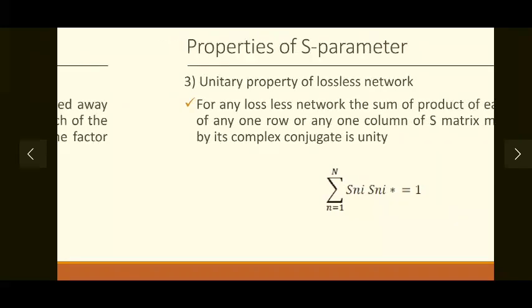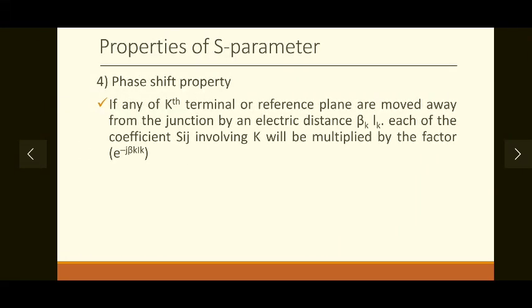Now let's move to the last property, that is the phase shift property. Now what is the phase shift property? If any of the kth terminal, or a reference plane or a port, is moved away from the junction, that is the two-port network, by an electrical distance of beta L, each of the coefficients Sij involving the kth port will be multiplied by the factor e raised to minus j beta k lk. What is the meaning of this?